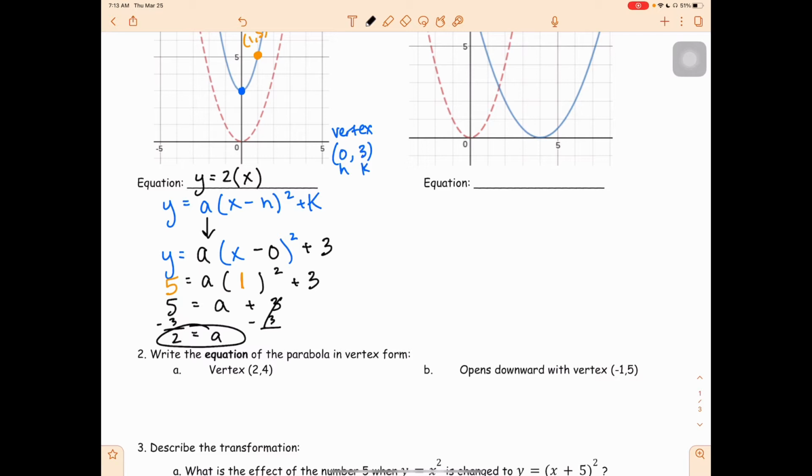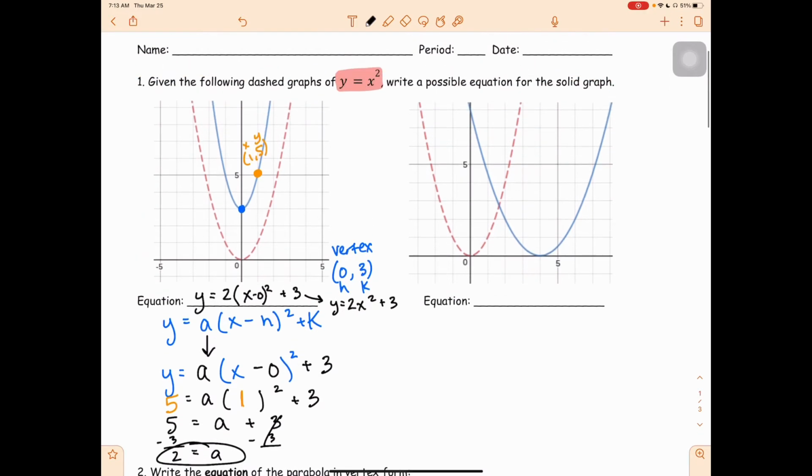y equals 2, and x minus 0 is just x. So it's going to be 2 times x squared plus 3. And we can also write this as just y equals 2x squared plus 3. And it doesn't look like it's in vertex form, but all you have to do is write the minus 0 in here, and then you can see, oh yeah, it's in vertex form. Okay? All right, so here is the next one.